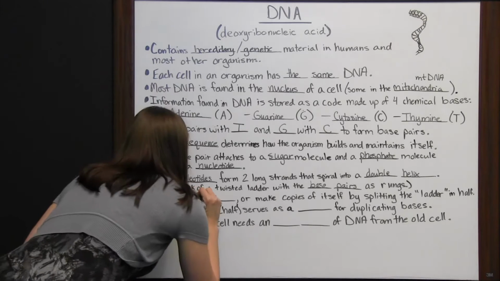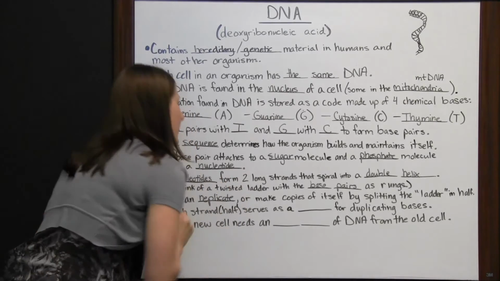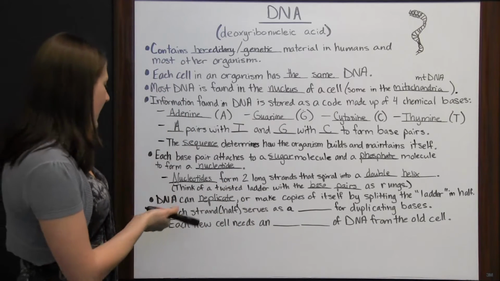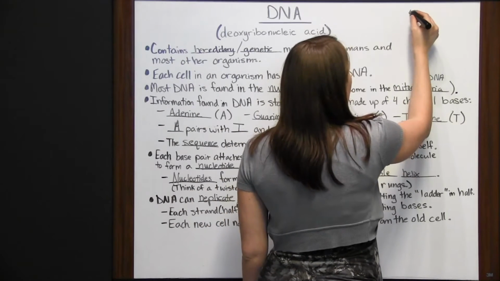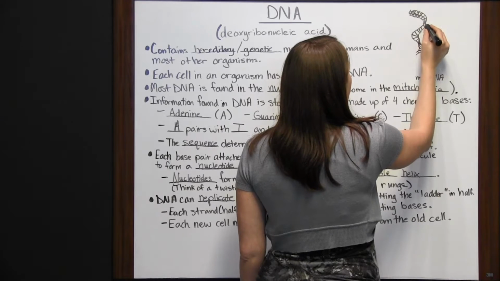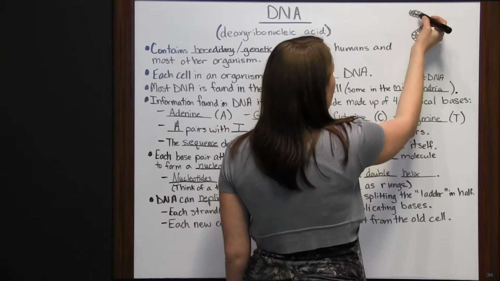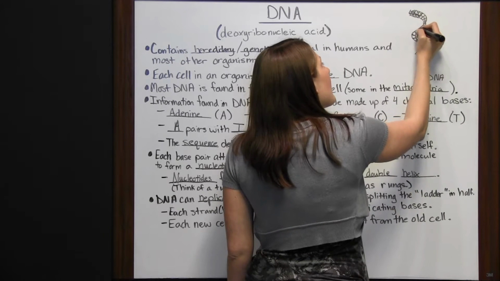DNA can replicate, or make copies of itself, by splitting the ladder in half. So if we decided to cut this ladder in half, we would be separating those base pairs all the way down. So then you have A, G, and any other base pairs you've got.